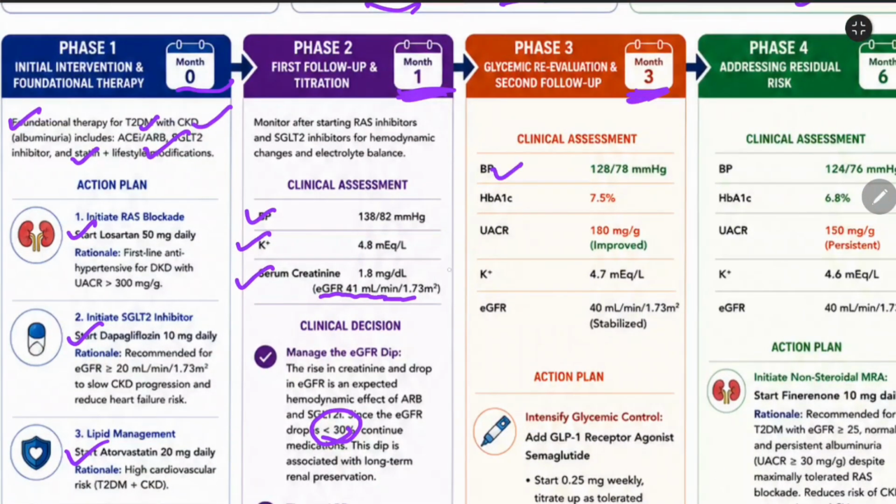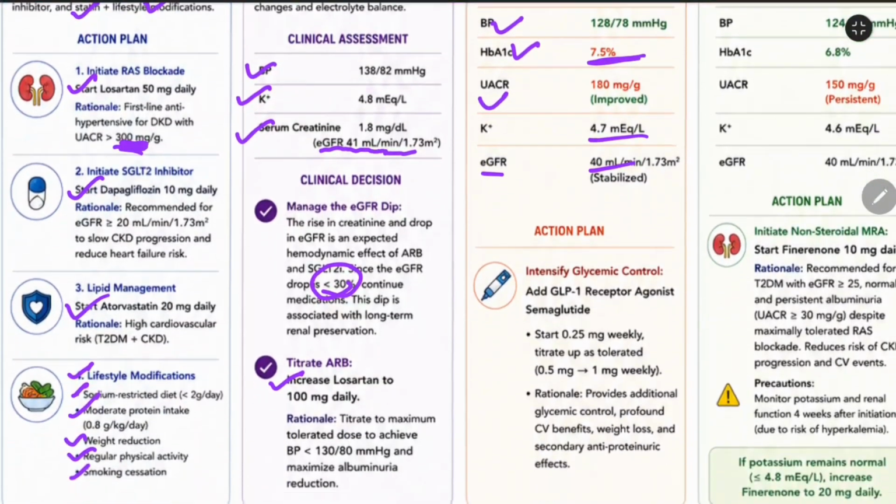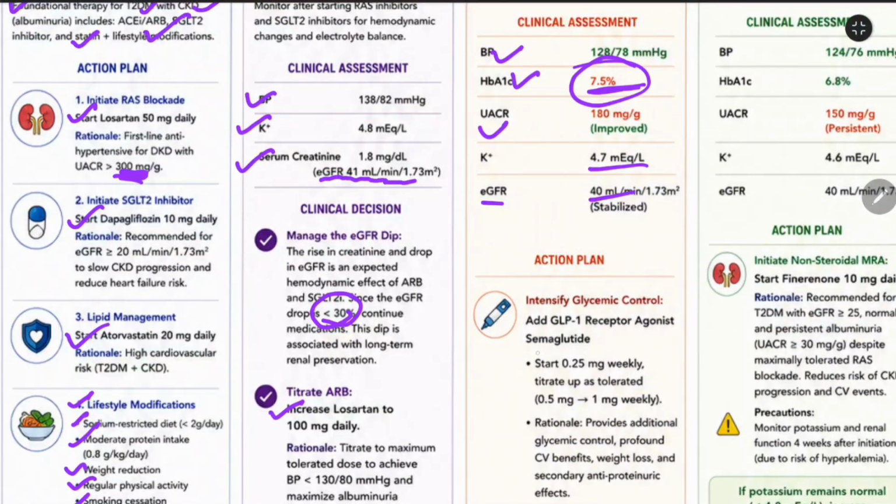Then after 3 months completed, the BP is 128/78, target is achieved, HbA1c is 7.4%, acceptable. UACR is 180, it is improving. Initially it was more than 300. Potassium is 4.7, eGFR is 40, stabilized. Action plan: because HbA1c is not under control, we are starting semaglutide for this patient.